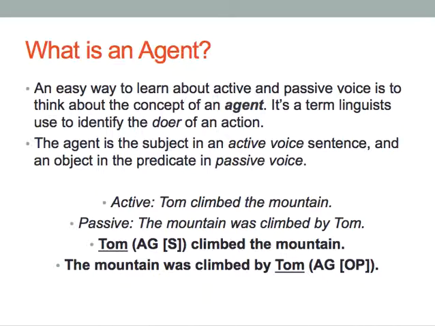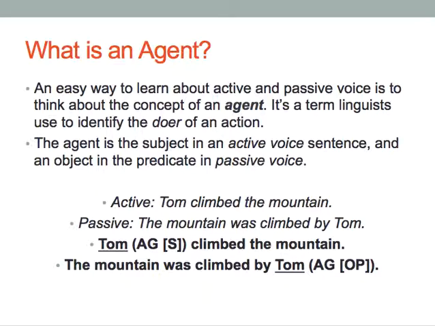An agent is a term that identifies the doer of an action. Who is doing the main action, the action of a main verb in a sentence? Now, the agent is going to be the subject in an active voice sentence, and it'll be the object in the predicate in a passive voice sentence. Here are some examples to let you see what I'm talking about.